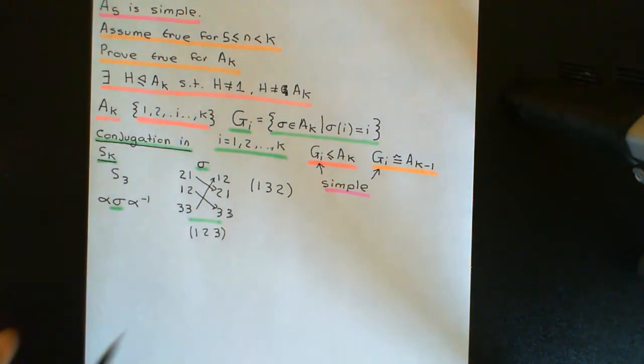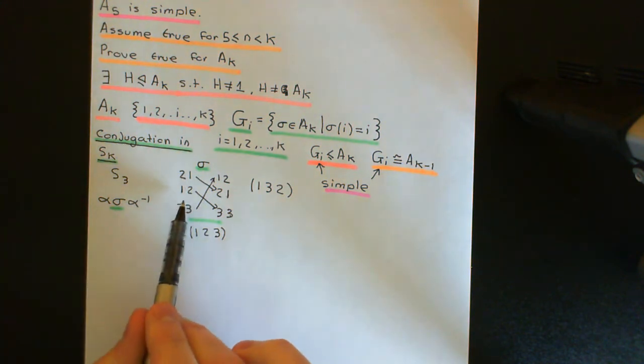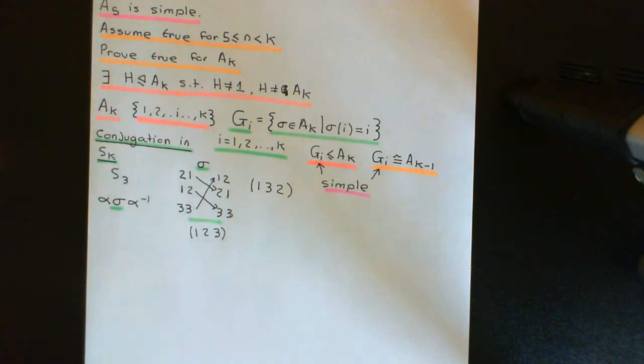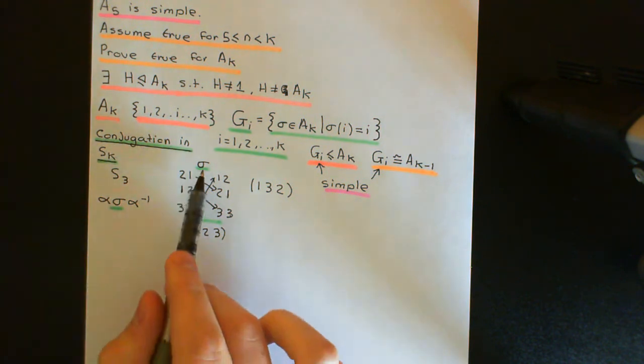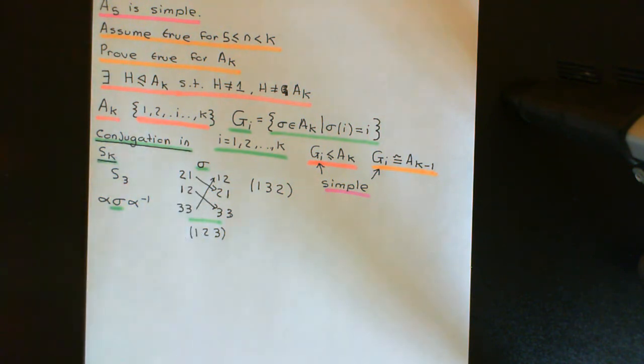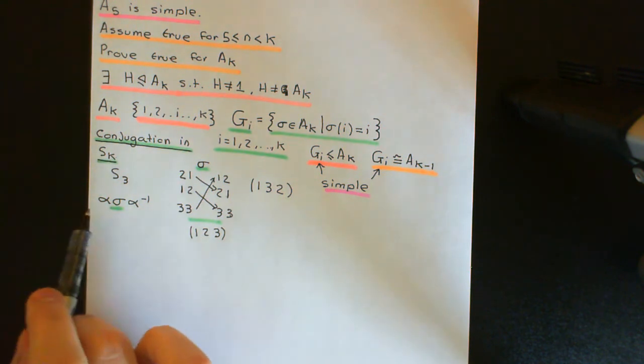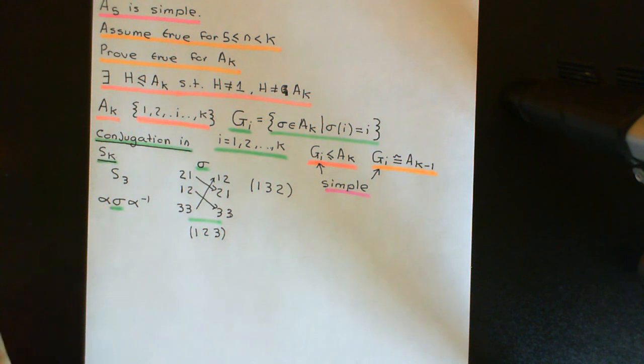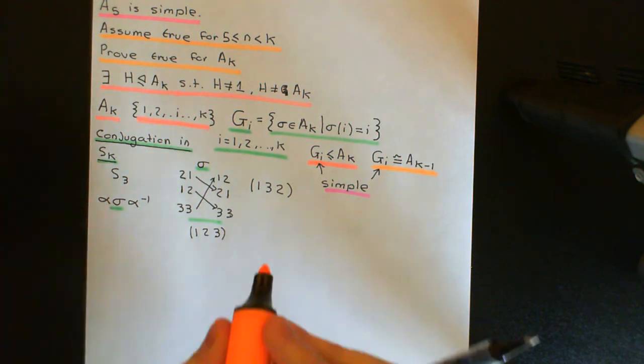And this is the interpretation that you can have of what conjugation does by another element: you are effectively relabeling the symbols on which your permutation is acting, and then looking at what the new permutation is after you've relabeled the symbols in this way. That's what it means to conjugate an element by another element, and I'll explain that in more detail in just a moment.